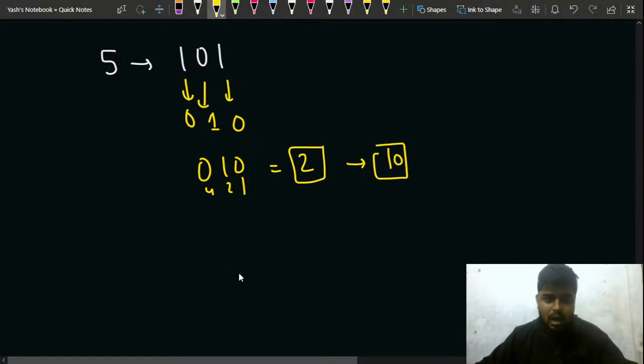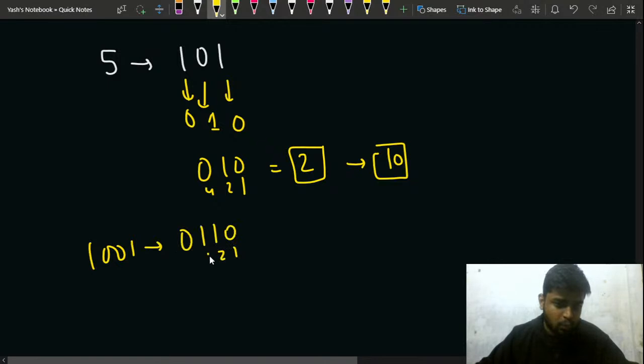Let's say we had another number, 1001. If I have to flip this number, it will become 0110, right? So let's do this: 1, 2, 4 and 8. That means this number is nothing but 6. Earlier this number was 1, 2, 4 and 8, that is 9, right? So in this way you can see what the actual problem means.